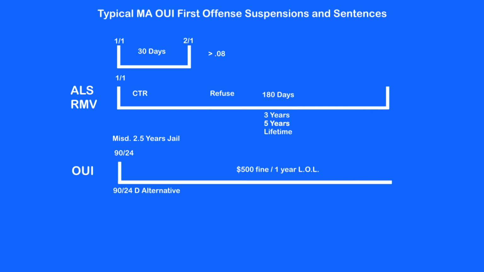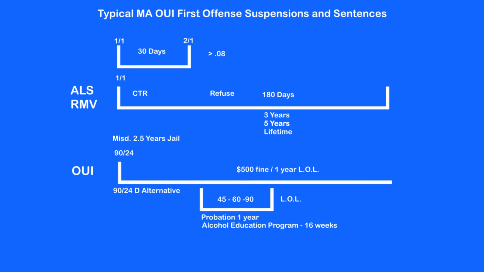The loss of license under Section 24D is going to be one of 3 periods of time. It's either going to be a 45, a 60, or a 90-day loss of license. It's also going to require that you be on probation for 1 year. It requires that you complete the alcohol education program. And that program, as administered through probation, is 16 weeks.